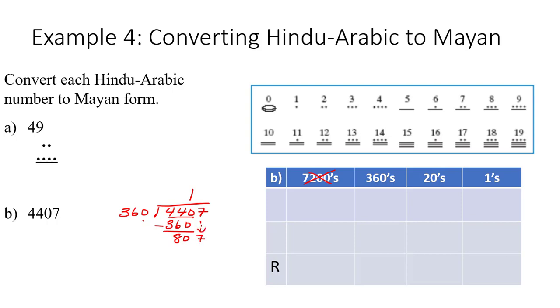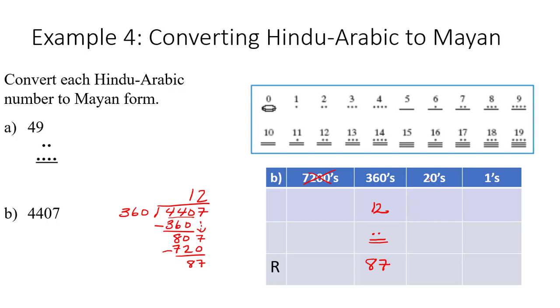Now we divide again. 360 goes into 807. How many times? Looks like twice, probably. 2 times 360 is 720. Yeah, that will work. So subtracting, we're going to get 87 as our remainder. So the number of groups of 360 that we need is 12 of them. 12 in Mayan looks like 2 5s and 2 1s. And then the remainder is 87.